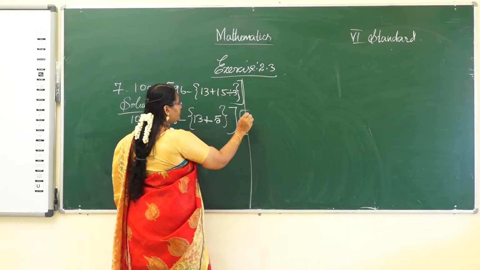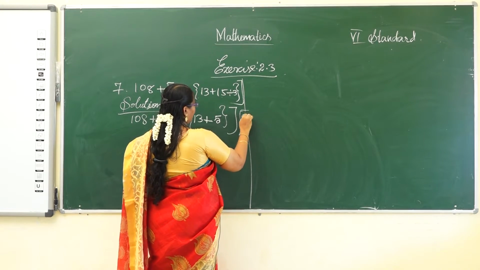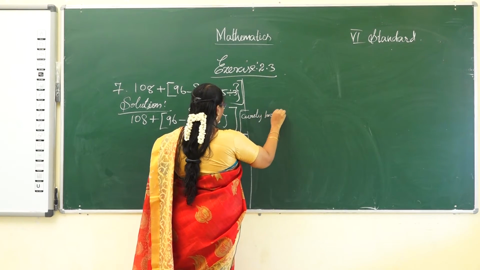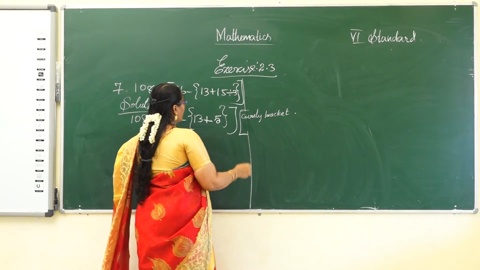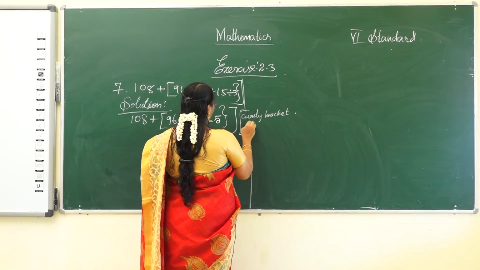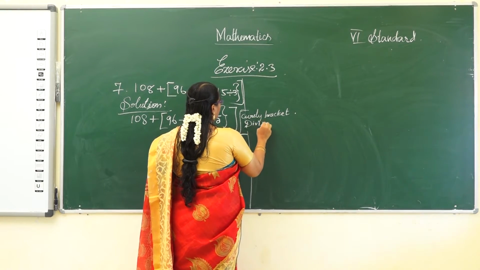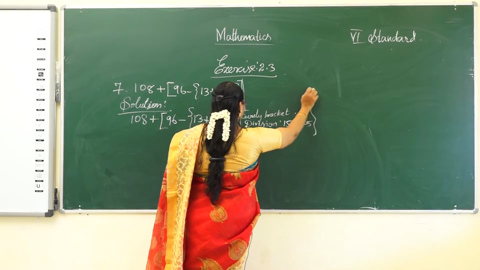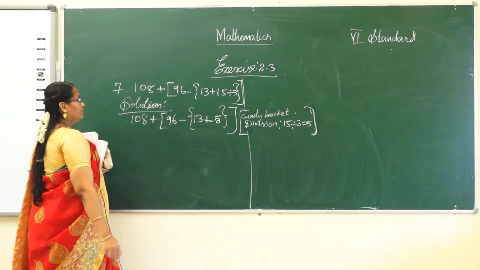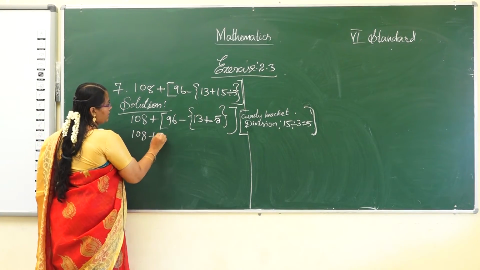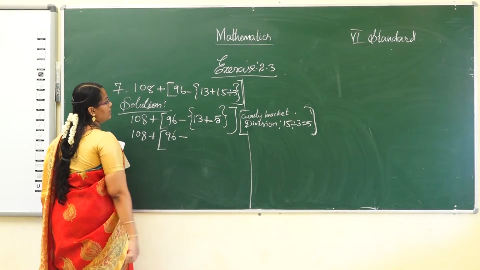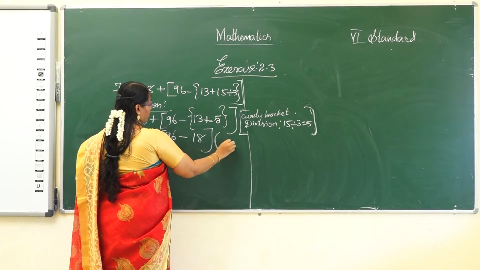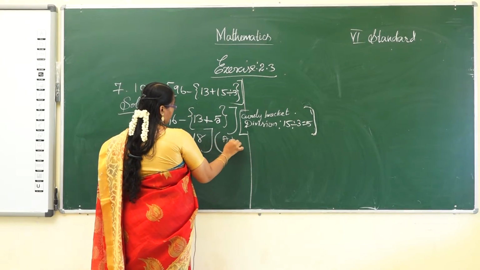Here write curly bracket, at the same time prefer to the division. Division: 15 divided by 3 is equal to 5. And then 108 plus 96 minus, simplify these two values, 13 plus 5, 18. Close that. Addition.